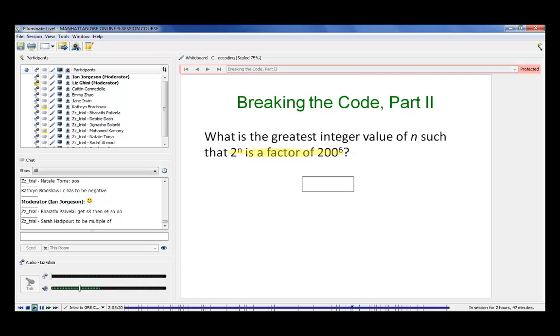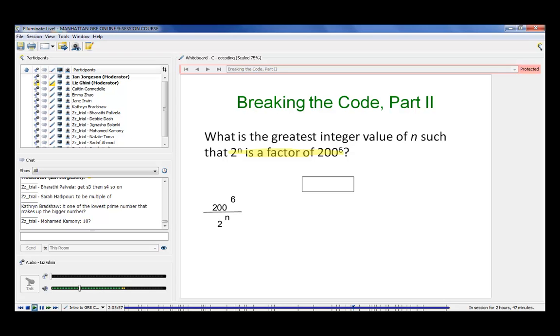All right. To be a multiple of, close. A factor is the reverse of a multiple, right? All right. Is one of the lowest prime number that makes up the bigger number. Okay. So Catherine, you're saying you're close. Again, I think you have it. A factor of a number just means that I can divide evenly. All that means is that 200 to the 6th divided by 2 to the n is an integer if it's a factor. That just means I can multiply 2 to the n by something.